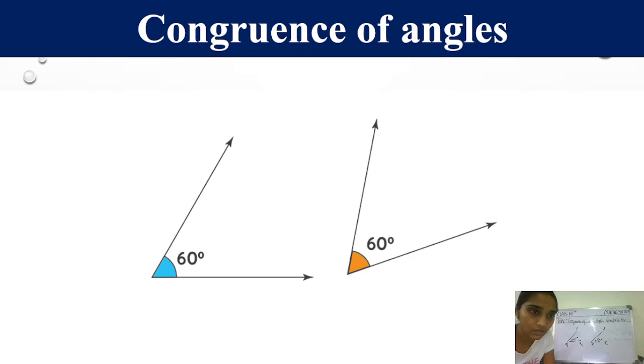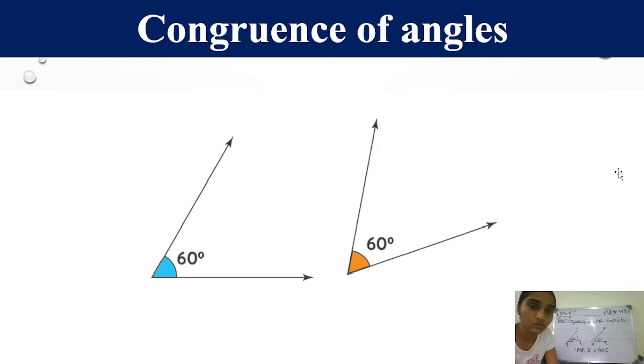Very good, students. Now let us move ahead. If I have to represent this symbolically, how can I represent that angle PQR, with the congruency sign in between, angle ABC? Like this, in this way they are congruent to each other.